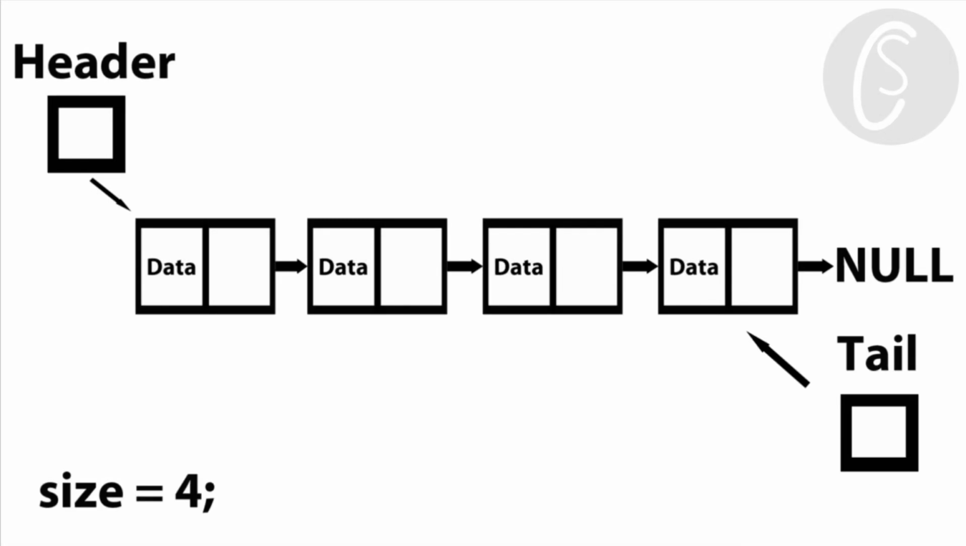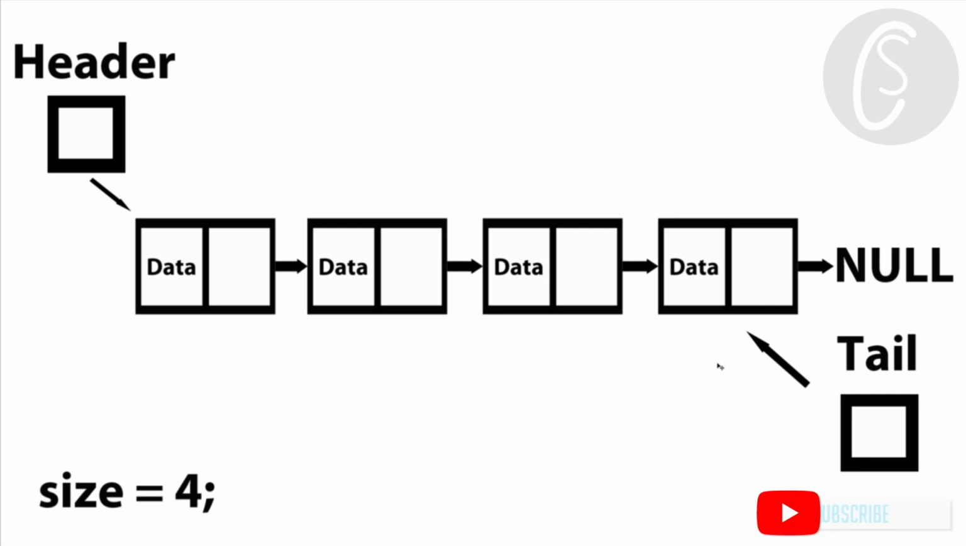And in this tutorial, we're going to be talking about removing the first node within our linked list. So to get started, you can see that we have our linked list, that there are 4 nodes within it. Our header is pointing to the first node, and our tail is pointing to the last node.